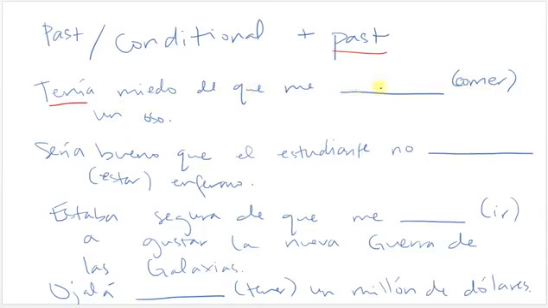So, tenía miedo de que me. The ellos, ellas, ustedes is comieron. Take off the ron and add ra, ras, ra, ramos, ron. So, comiera. Sería bueno que.